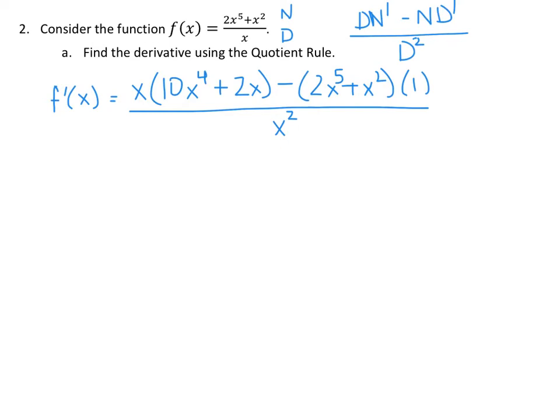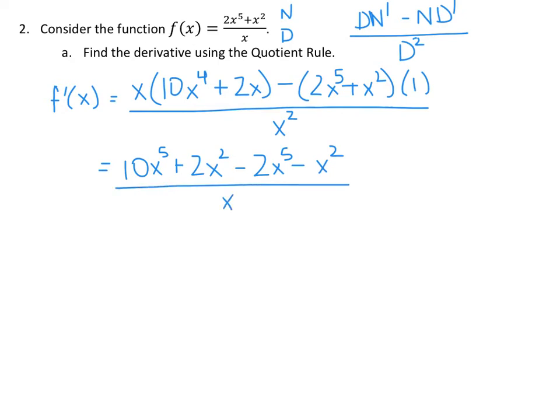So now we can simplify this. Distributing the x, we have 10x to the fifth plus 2x squared minus 2x to the fifth minus x squared, all divided by x squared. Combining like terms, 10x to the fifth minus 2x to the fifth leaves us with 8x to the fifth. And then a 2x squared minus x squared leaves us with a 1x squared, all divided by x squared.